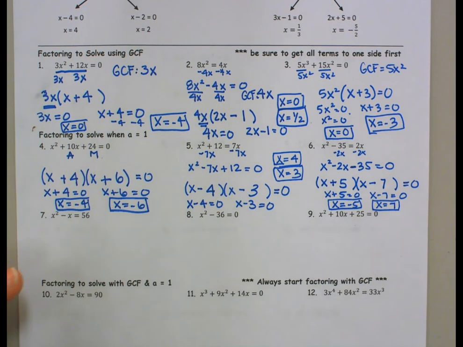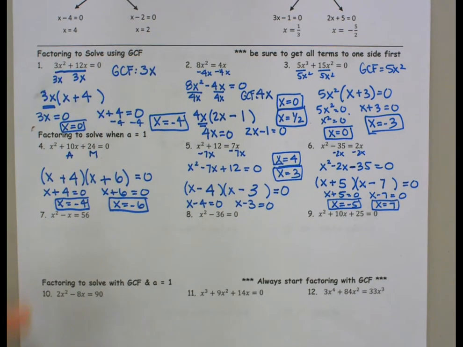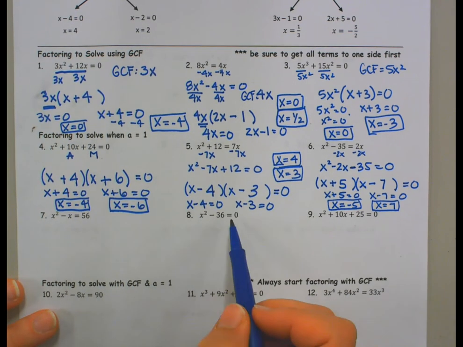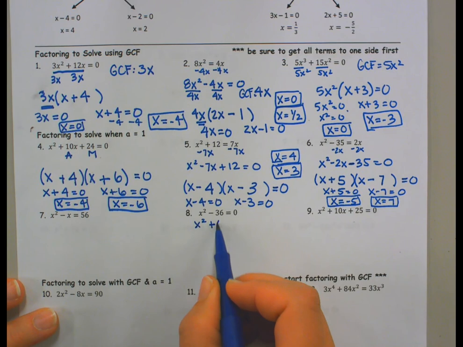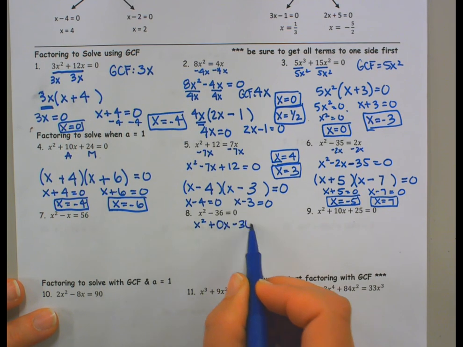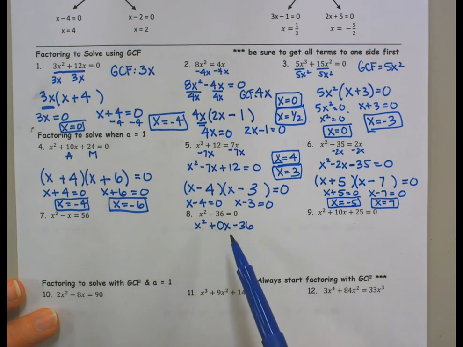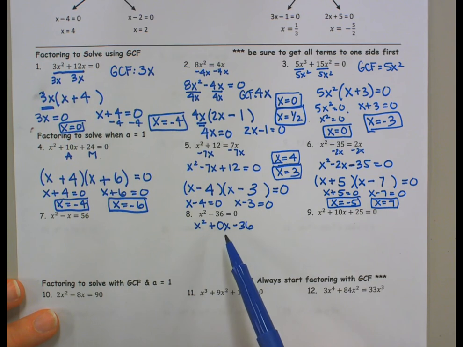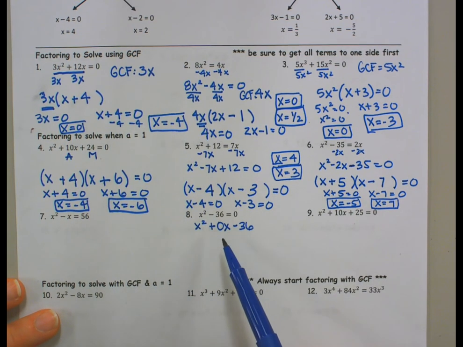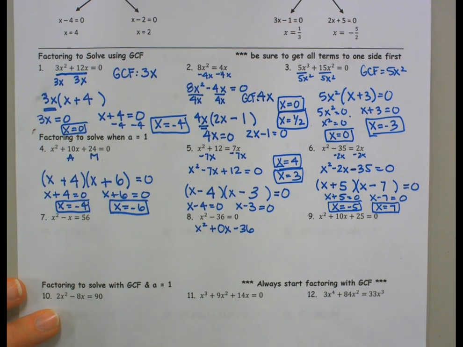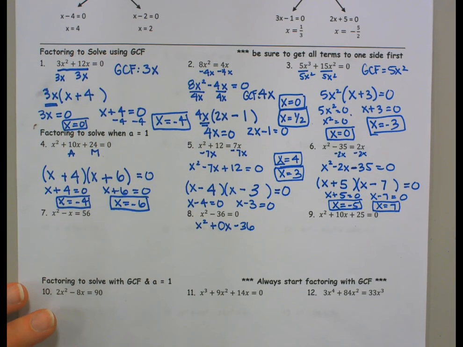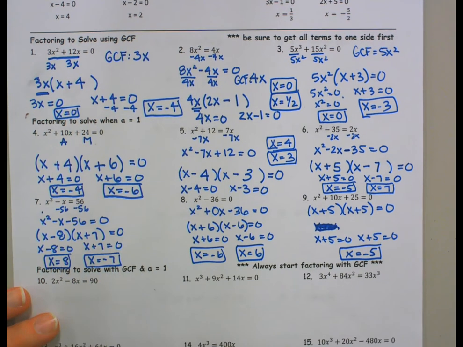All right, so go ahead and try 7, 8, and 9. Something to talk about with number 8 is there's no x term, so you can take this as x squared plus 0x minus 36. Since there's no middle term, that means that they added to give you nothing. So you could write 0x if that helps you factor. But go ahead and try 7, 8, and 9, and then we'll check our answers once you're done. So pause the video and try those.